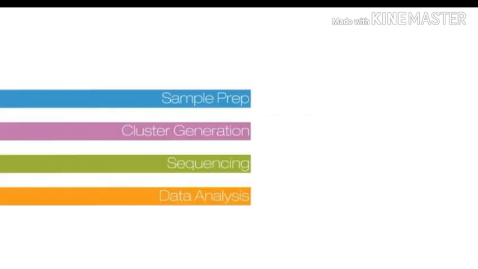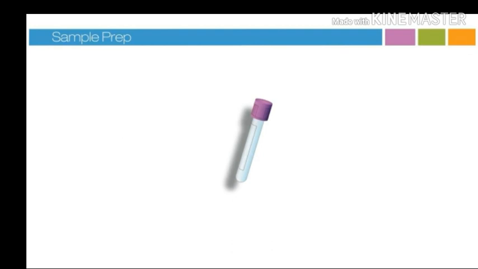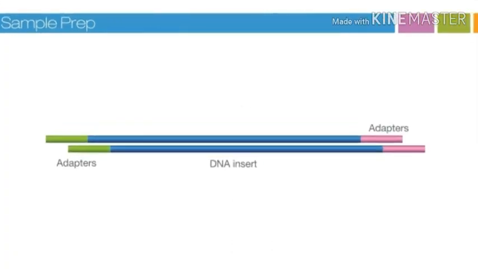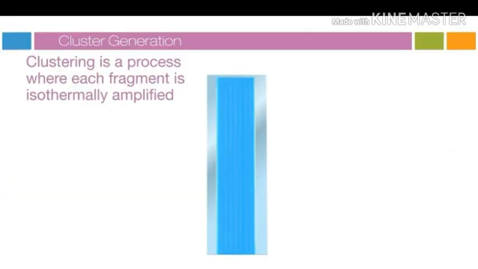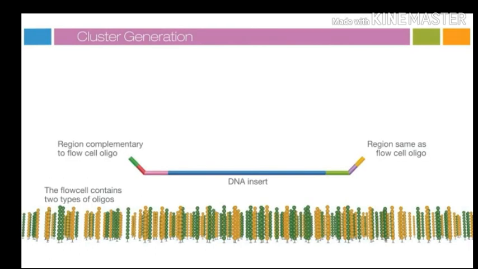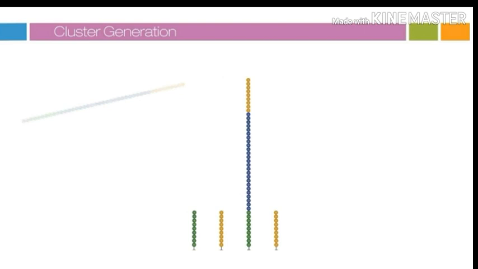Illumina sequencing is the most highly used NGS strategy for plant biotechnology and breeding. In Illumina sequencing, the first step is sample preparation, which involves extraction and purification. Next to sample preparation is tagmentation, in which the adapters are linked to the DNA insert. Clustering is a process where each fragment is isothermally amplified and then hybridized, which is followed by bridge amplification. Then the reverse strands are washed away, and only the forward strands are sequenced.